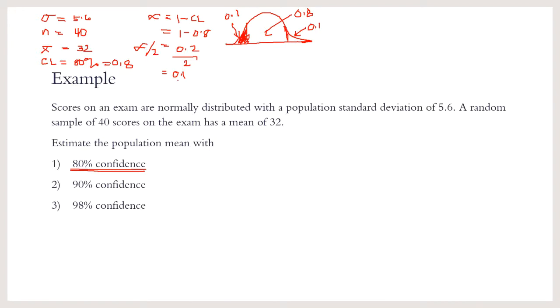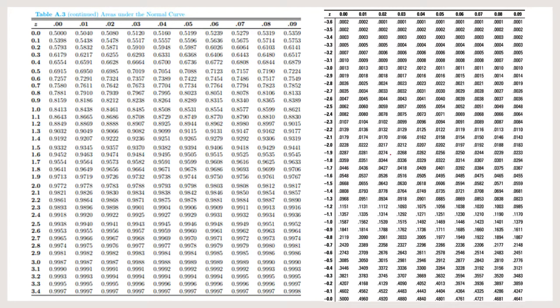Which area of 0.1 would give us a z-score? From the table of the negative side, we have to look for the area closest to 0.1. In this case, we have this one, which is closer to 0.1. This is 0.1003, meaning our z-score is negative 1.28, right?